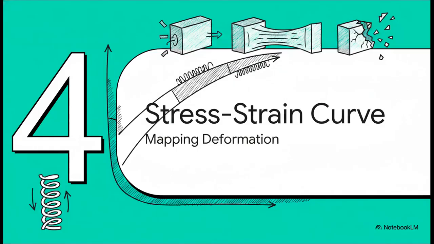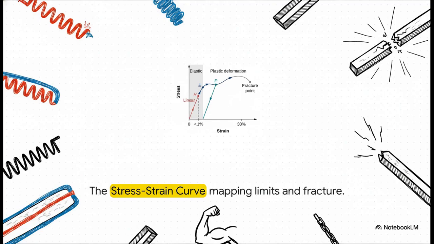Onward to Section 4, the stress-strain curve, mapping deformation. Take a really close look at this curve. It's a perfect map of how a material behaves as stress increases. Notice how it starts down at 0 with a perfectly straight line? That is where Hooke's law applies. But as you keep piling on the stress, the line begins to curve, eventually hitting a peak, taking a little dip, and finally ending abruptly when the material physically snaps.